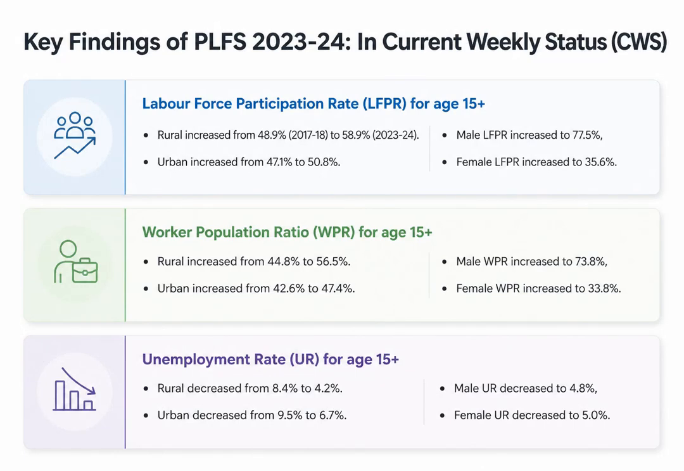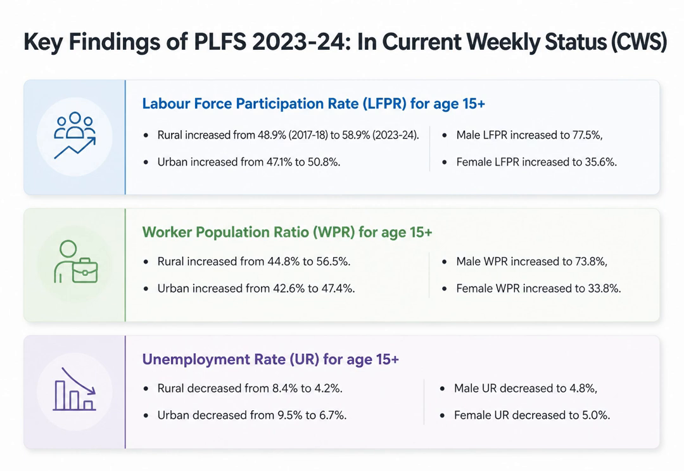Now let us examine the findings under the Current Weekly Status, or CWS, which captures short-term labor market fluctuations. The trends here are equally encouraging. Rural LFPR increased by 10 percentage points since 2017-18, reaching 58.9%. Female participation under CWS also saw a healthy rise to 35.6%. The worker population ratio in rural areas jumped to 56.5%.